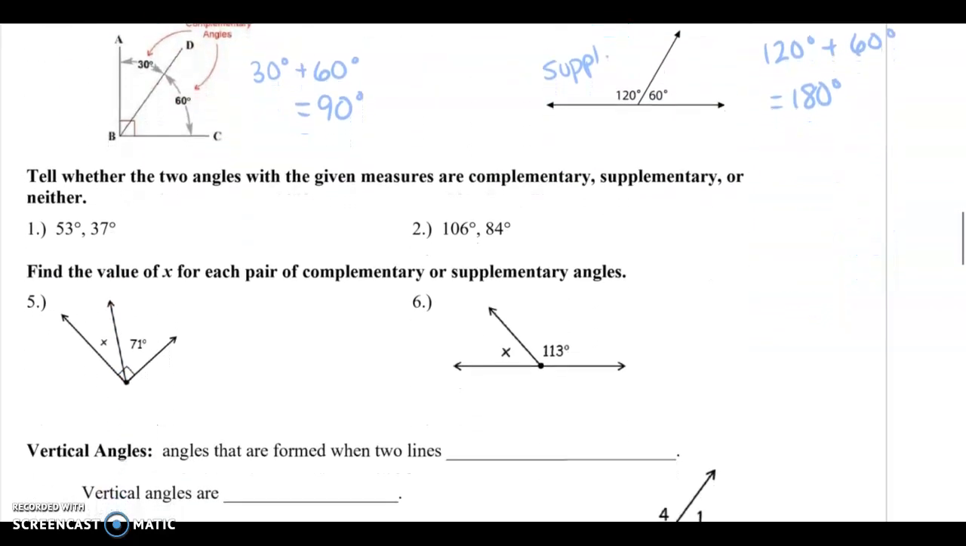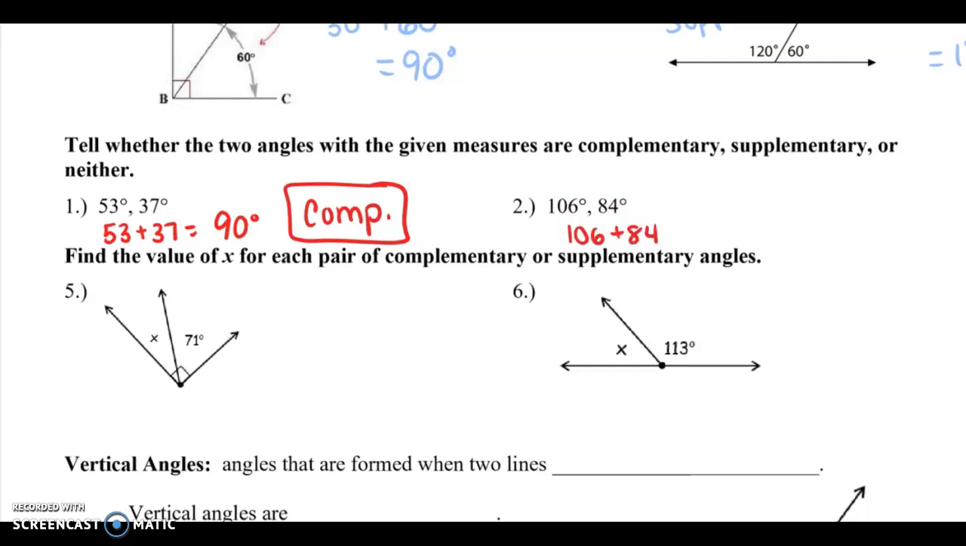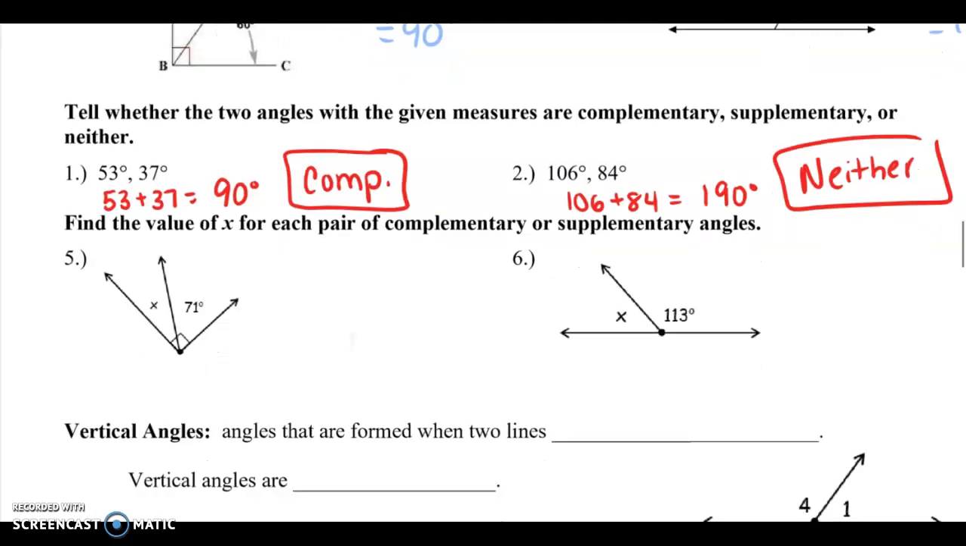All right, for these, we need to figure out whether the measurements are complementary, supplementary, or either. So I have to add them together to figure out what measurement they give me. So I'm going to go to my calculator and I'm going to add 53 plus 37. It gives me 90 degrees. So these are complementary. I'm just going to write comp for complementary. Whereas if I add these together, they're going to give me 190 degrees, which means that this is neither. If it was 180 degrees, I would be able to say that it is supplementary, but it's not. It's 190 degrees.